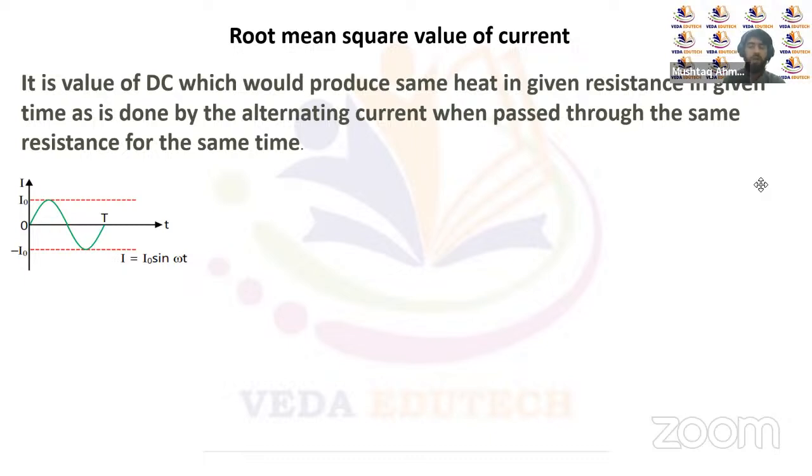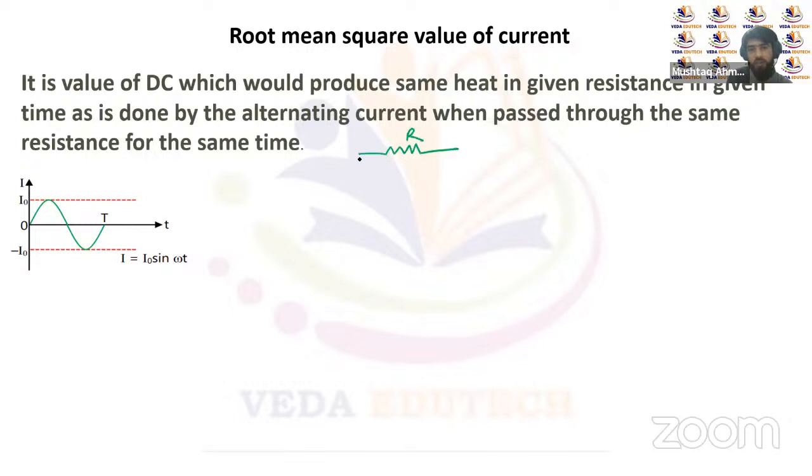It means that if we pass an AC through a resistor for some time, and if we calculate the RMS value of this AC and pass that RMS value of the current as DC in the same resistor for the same time, then they will produce the same amount of heat. That's what this definition says. Let's suppose this is the resistor here.